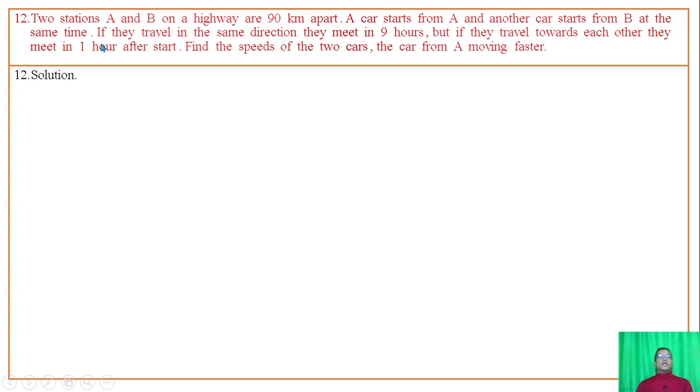12. Two stations A and B on a highway are 90 km apart. A car starts from A and another car starts from B at the same time. If they travel in the same direction, they meet in 9 hours. But if they travel towards each other, they meet in 1 hour after start.